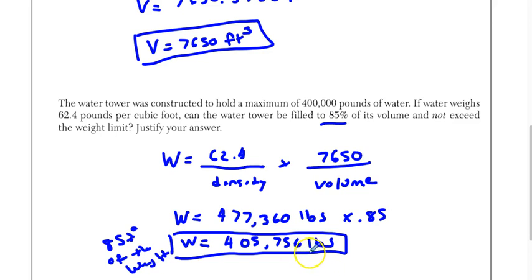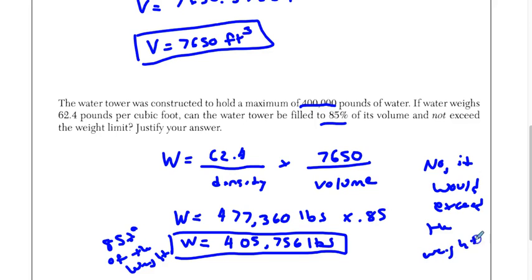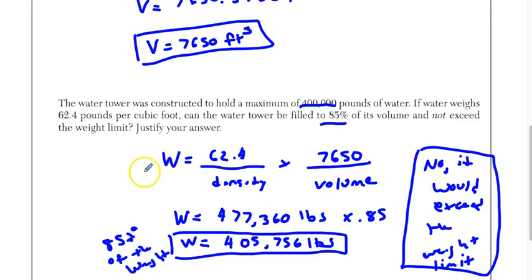All right, now the question is, can the water tower be filled to 85% of the volume and not exceed the weight limit? Well, it says the weight limit is 400,000. Obviously, this is more than 400,000, so the answer would be no, it would exceed the weight limit. That's bad. It's going to break your water tower. And that is it. All right. But remember, weight is just density times volume, and we got 85% of that. It's more than the total maximum capacity.